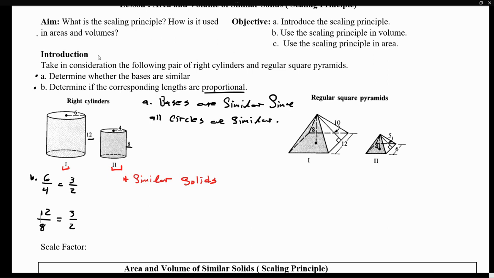Why is that? Well, we can see that the bases are similar. In addition, we have also seen that the sides and even the radii of those figures are in proportion. 6 over 4 was the same value as dividing 12 over 8. And we would get the same if we divided any other corresponding lengths among these two right cylinders. So now let's see if we can do the same for the regular square pyramid.